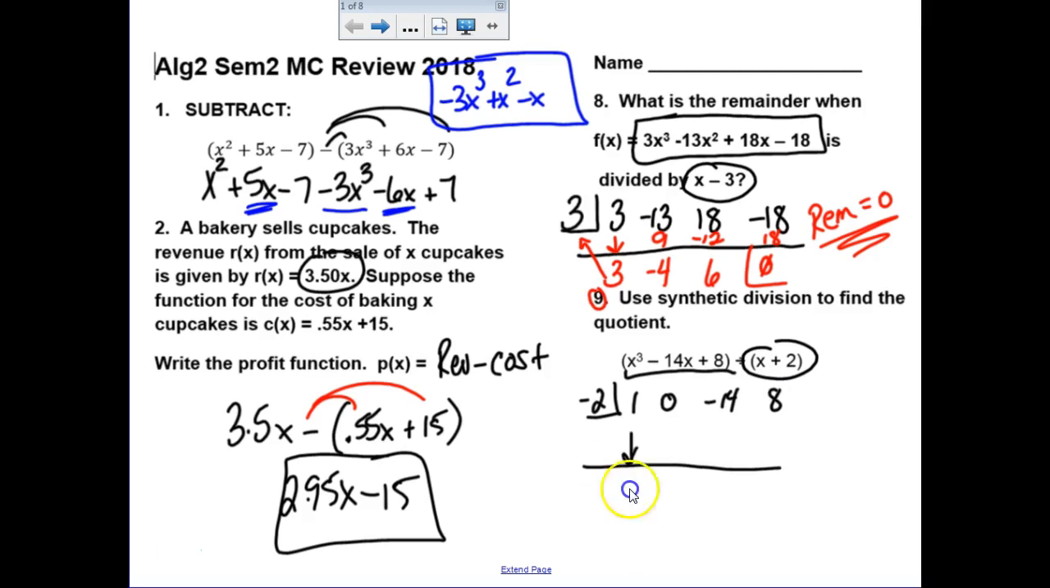Alright, so running through synthetic division, start by bringing down your first coefficient, and then again it's a series of multiply-add. So we're going to multiply, get negative 2, add them up, get negative 2. Multiply again, 4, add them up, get negative 10. Multiply again, you get 20. And this is a 28. So remember, the last number you get in synthetic division is your remainder.